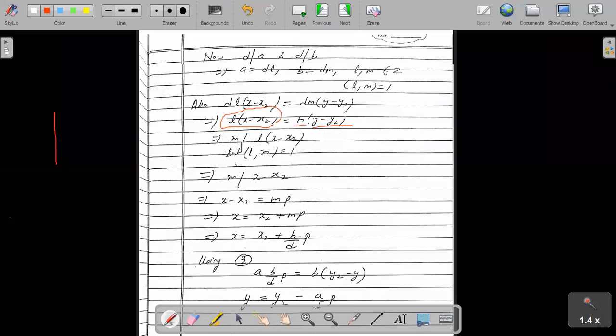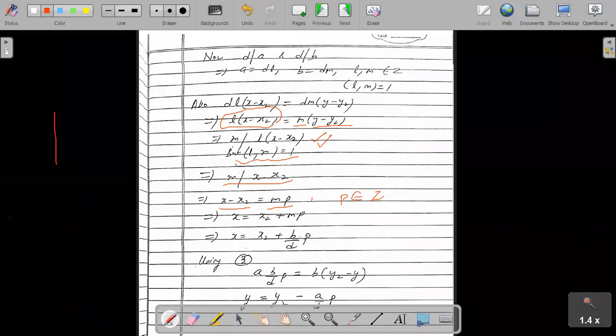So यहाँ से क्या आ गया, m divides this number, right? But m और l का GCD तो 1 है, तो ये तो एक दूसरे को डिवाइड कर नहीं सकते. So what do you get, m divides x minus x2. So if you see, what is the value of x minus x2? So x minus x2 is equal to m into some integer p, where p is from Z, p is an integer. So from here, what is the value of x? So x is equal to x2 plus mp.